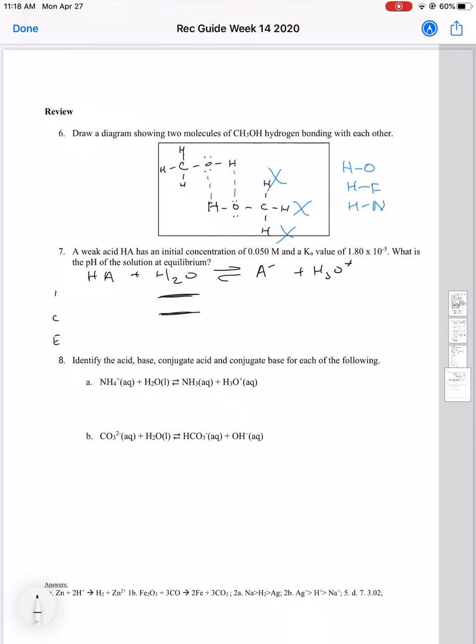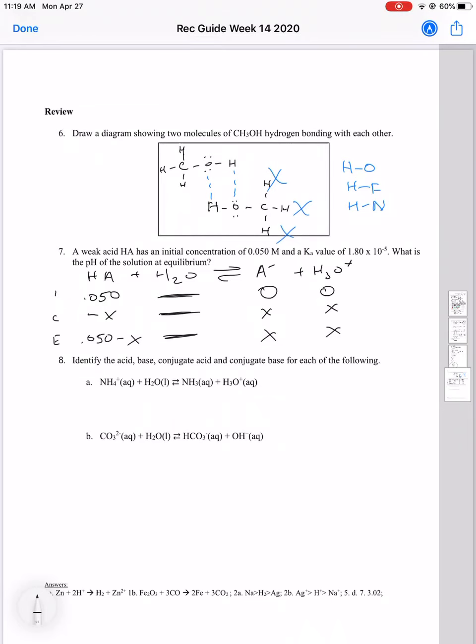Remember, our water, we'll ignore it for all of those. HA, we know we start with 0.050, and we know we start with 0 A minus, that's just kind of assumed. Our change, so we'll take away negative x from this side, and since these all have coefficients of 1, that means we're adding x to the other side. Then at equilibrium, we'll just go ahead and add these columns up, and then we will put them into our equilibrium expression.